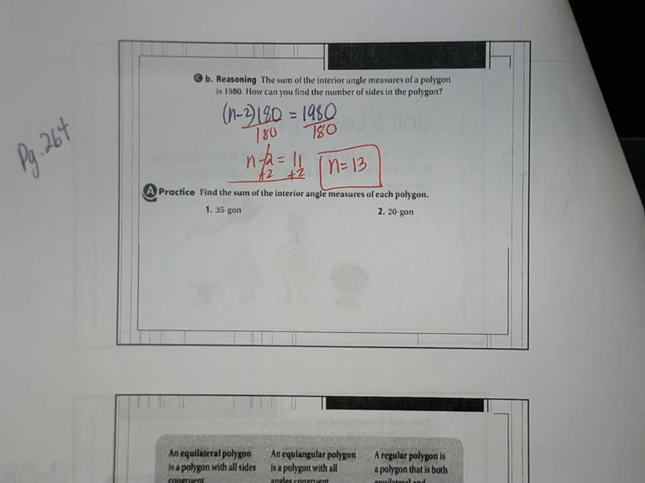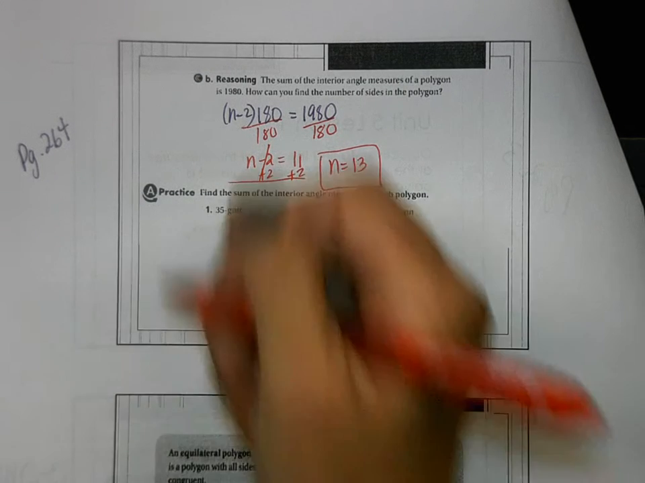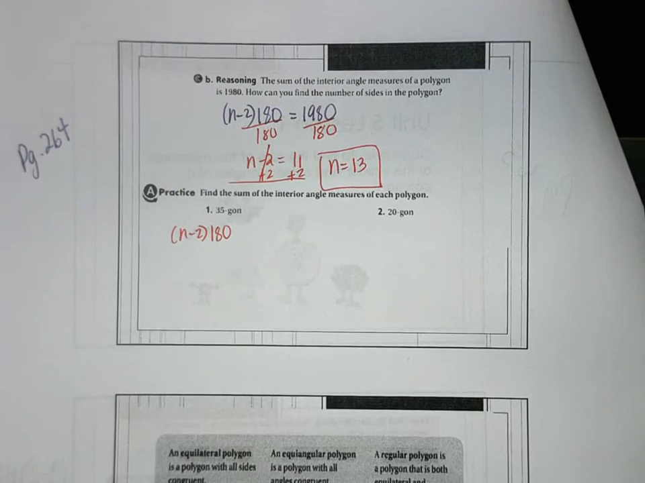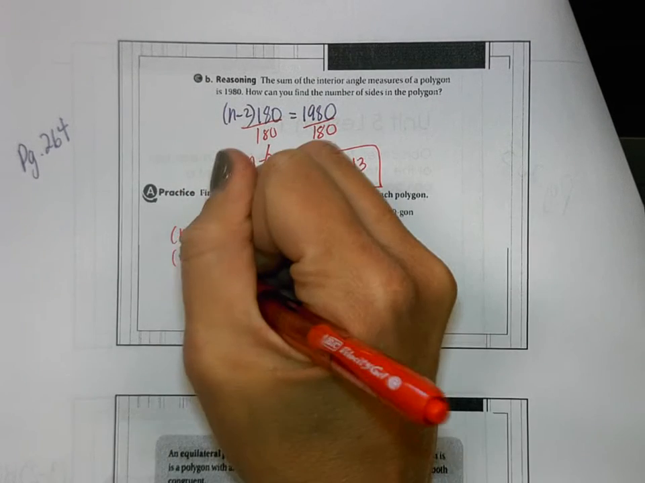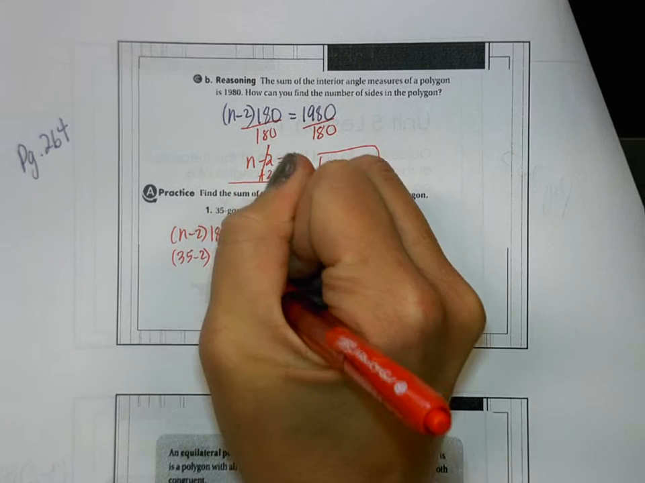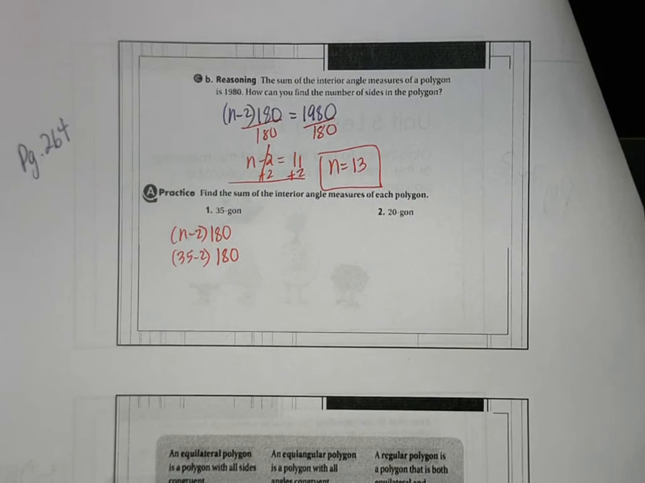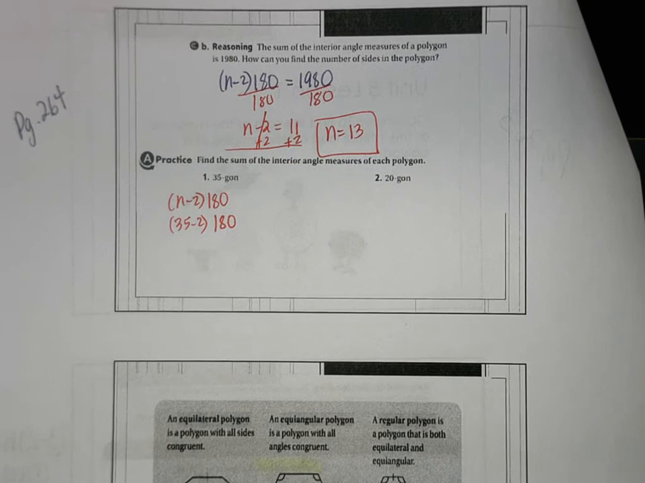Here, they want you to find the sum of the interior angle measures of each of these polygons. So what formula will we use to find these answers? N minus 2 times 180. So on this one, 35 minus 2 times 180. I want you to find both of these answers for numbers 1 and 2. And then check in your groups, because some of you will go really fast. See if you guys agree with both the answers.